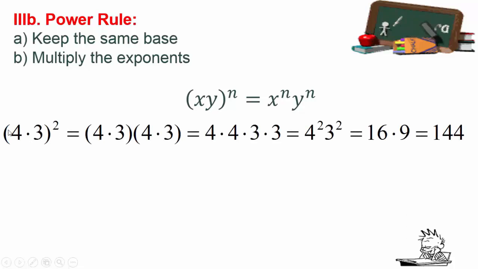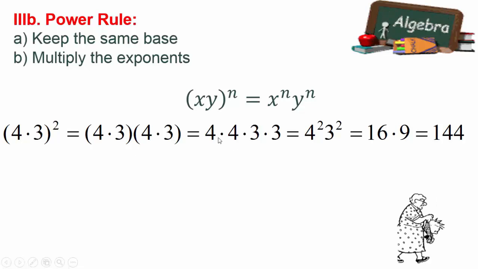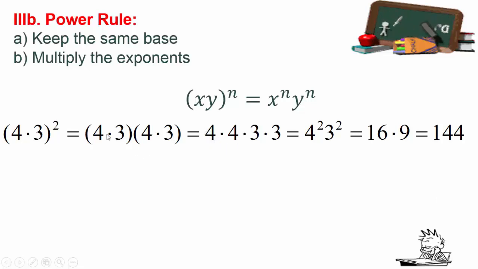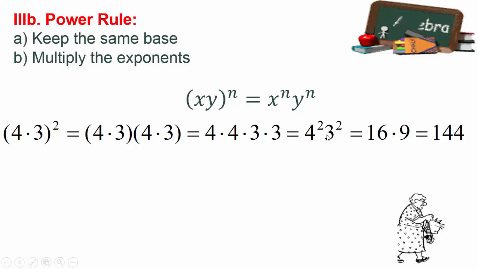And showing an example of how this works, so if we have 4 times 3 squared, well, that's the same thing as 4 times 3 times 4 times 3. I just remove the brackets and rearrange it and put the 4's together and the 3's together, and that's the same thing as 4 squared times 3 squared, and then I worked it out in detail. 4 squared is 16, 3 squared is 9, and that's how I got 144.